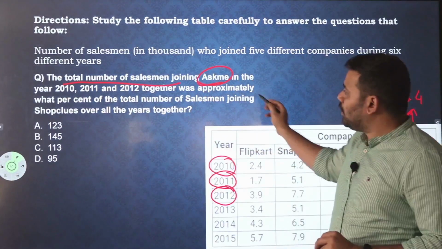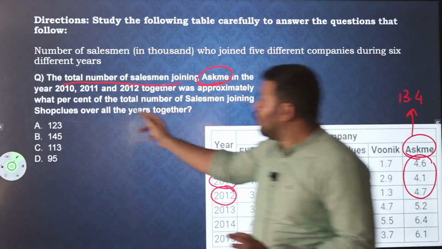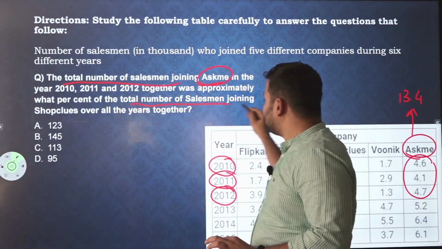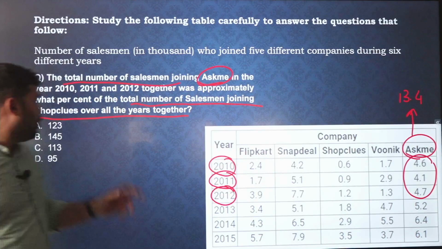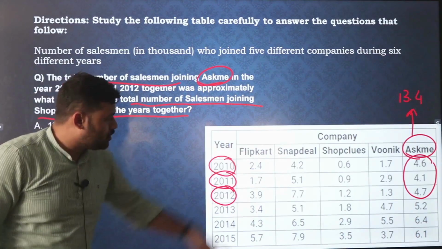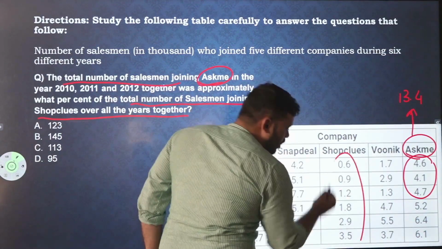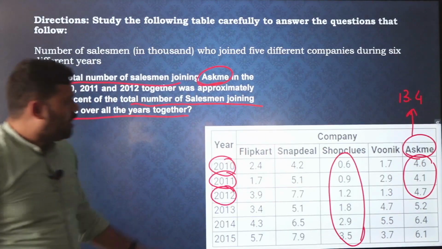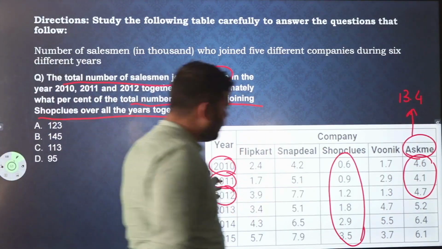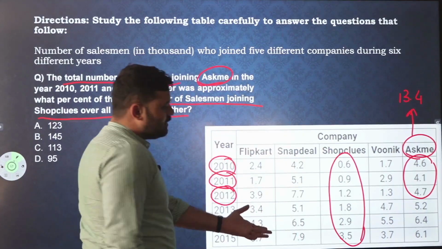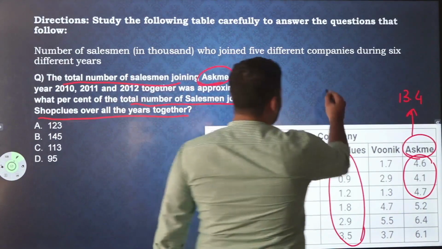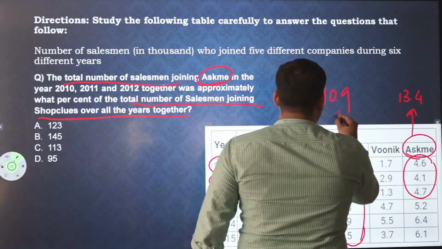Now, this was approximately what percentage of the total number of salesmen joining Shopclose over all the years together? Over all the years together, Shopclose. So you need to add all of this. All years: 6, 9, 15, 27, 45, and 2.9, 74, and 35 is 10.9. So Shopclose is 10.9.